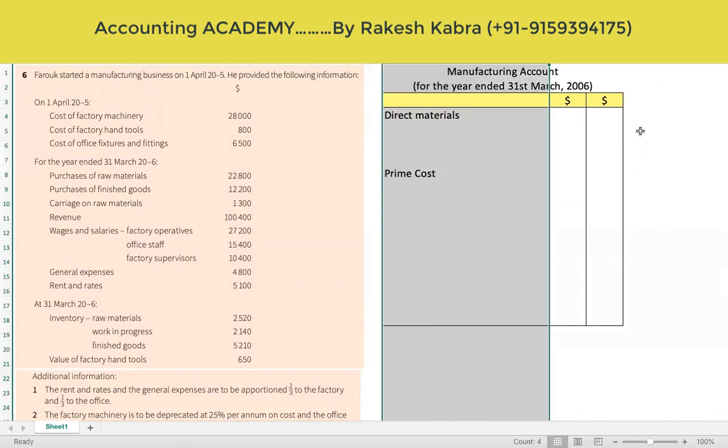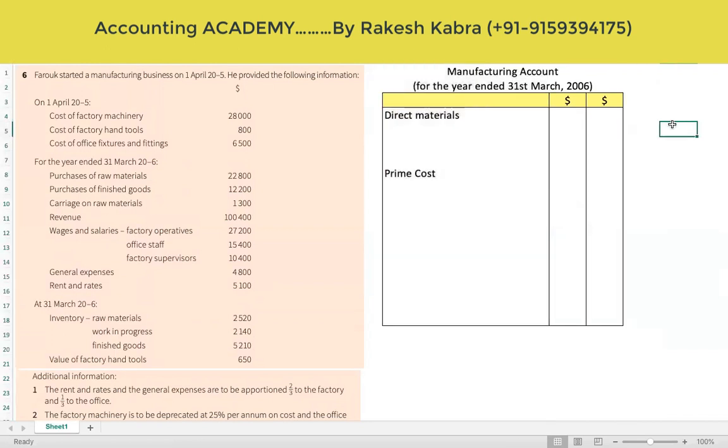First I will take opening inventory. Do we have opening inventory of raw material? No. Check it properly. We don't have opening raw material. If we have, then we will write it. We don't have, so I am putting zero here.